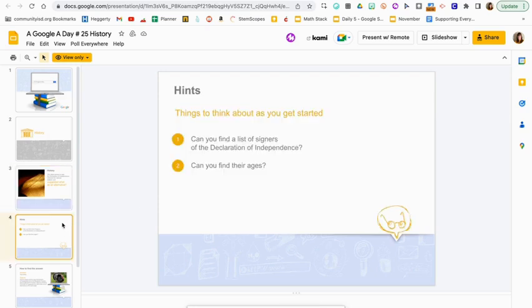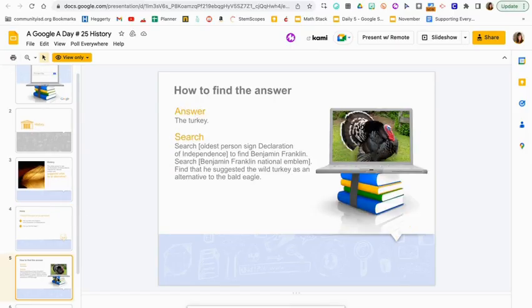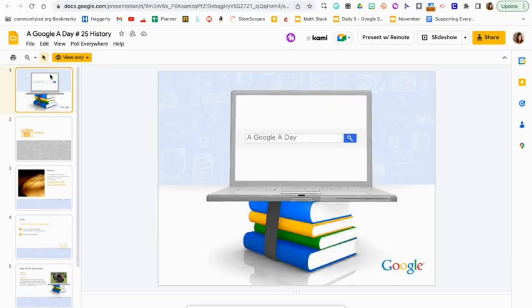And what's neat about it is it gives them some hints. So it says, first you need to find the signers of the Declaration of Independence and then find their ages to find the oldest. And then you use that information to Google what this person suggested as an alternative to our national emblem. And then it gives you a slide once everybody has found their answer to show them the answer and how they might have gone about their search. So I think this gives students a fun opportunity to practice their Google search skills.